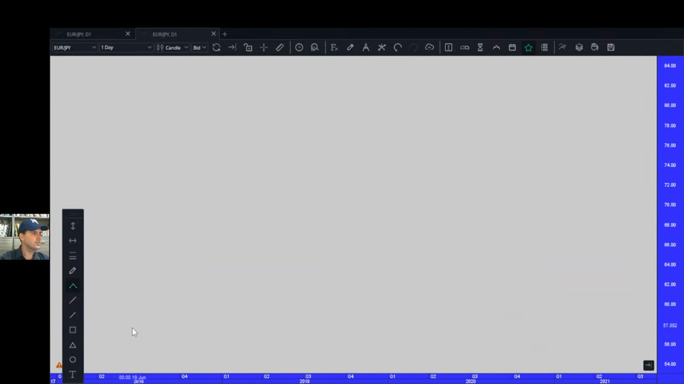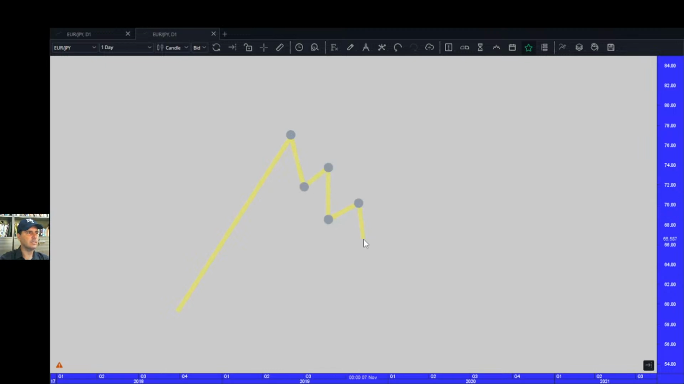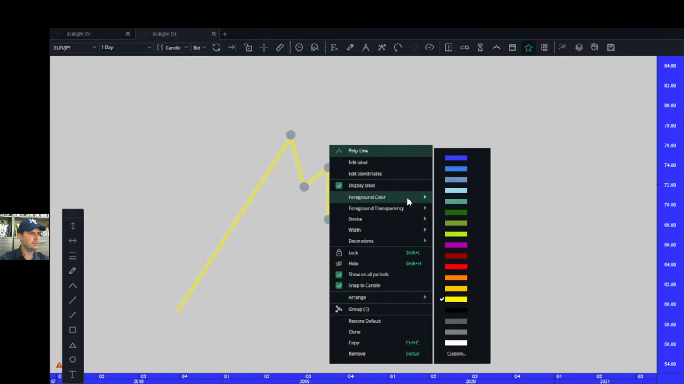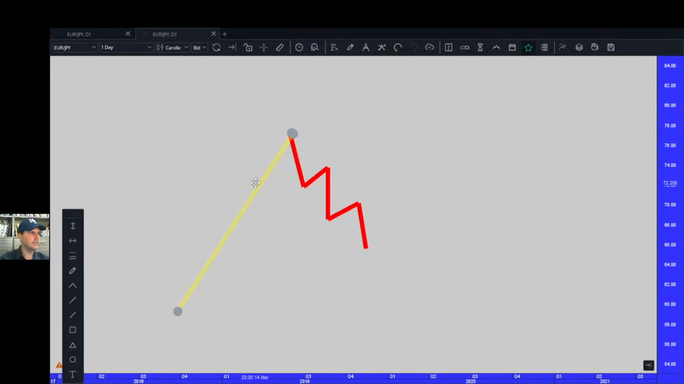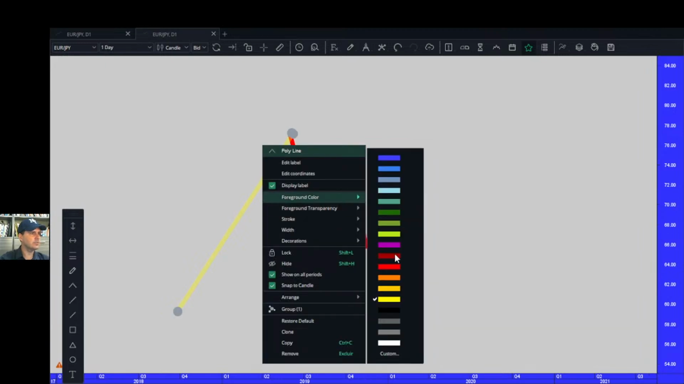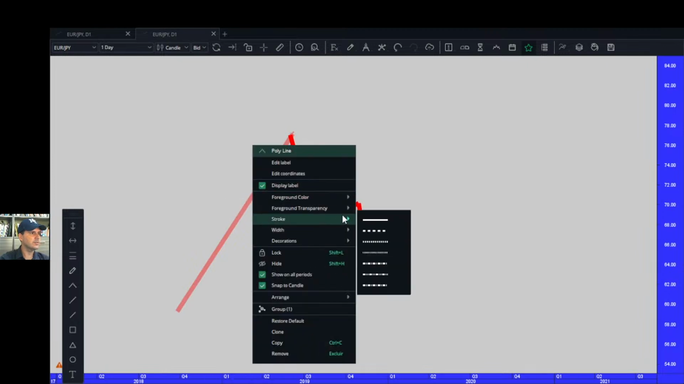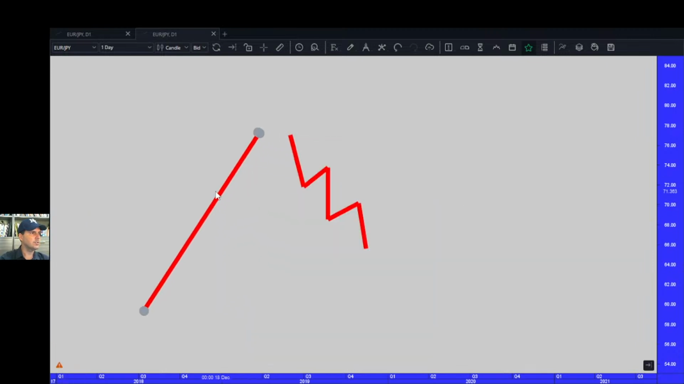Alright, so this is the market structure, bullish, right? Bullish market structure, but you are in a downtrend. Makes sense? The market is in a retracement, lower lows, lower highs, lower lows, lower highs, lower lows. And let's make this like this, and this one too, red and transparency in here.